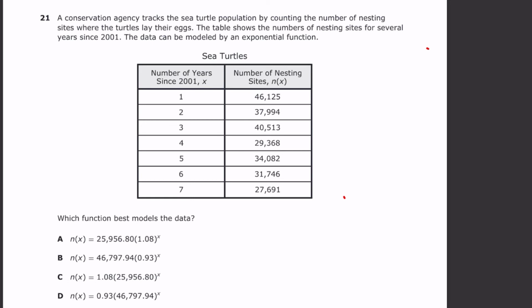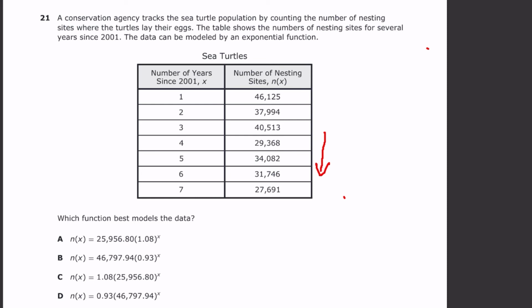21st problem. A conservation agency tracks the sea turtle population by counting number of nesting sites where the turtles lay their eggs. The table shows the numbers of nesting sites for several years since 2001. The data can be modeled by an exponential function. So now here, which function given this table best models the data we have to see. Here number of years are increasing each and every time. Number of nesting sites n of x, you can see that it is decreasing. So therefore here you are getting an exponential function, isn't it?